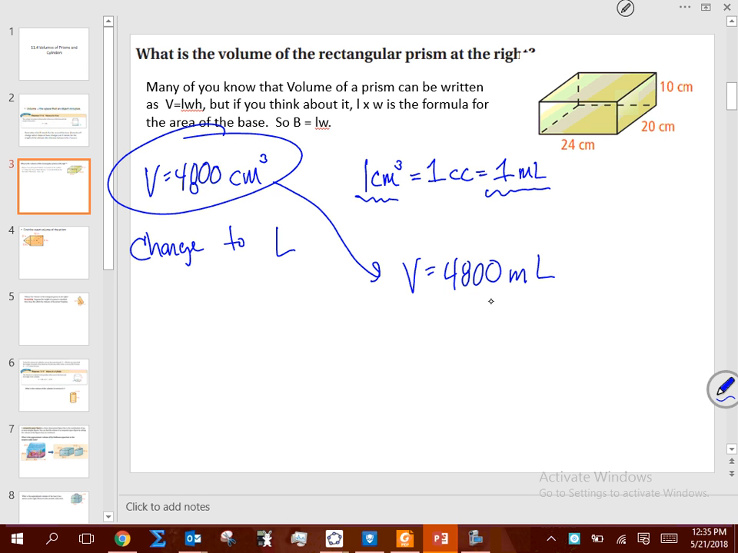At some point, you might even see a question where I ask you to do all the work with centimeters, and then I ask you, okay, how many milliliters is this? It's a direct one-to-one relationship. Okay? But now if I've got it in milliliters, is it going to be easy to change to liters? Yeah.